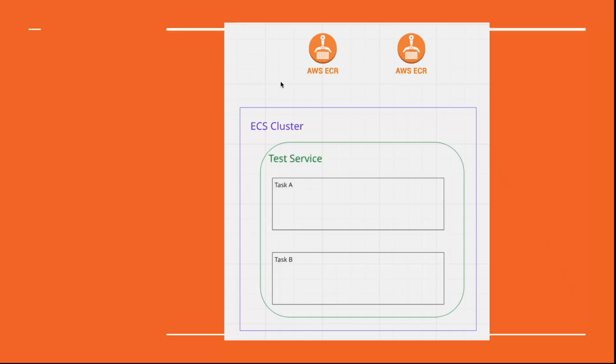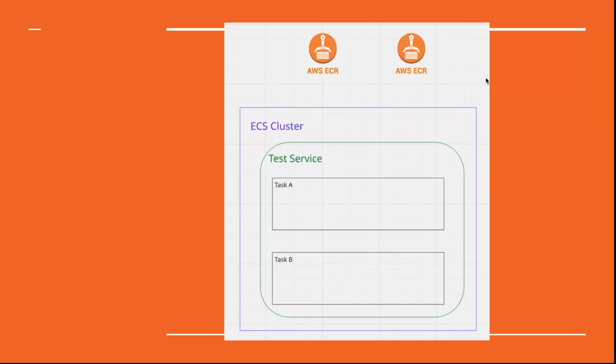We have our beautiful ECS cluster with one service named test service that has two tasks. Let's call it task A and task B. We also have two repositories, one for the application image and another one for the proxy image.